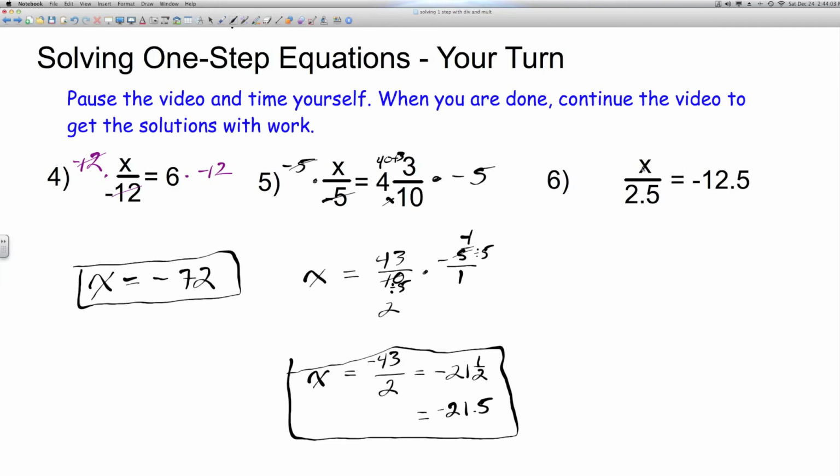In problem number 6, we have x divided by 2.5 is equal to negative 12.5. To solve this problem, since on the left-hand side we have x divided by 2.5, we'll multiply each side by 2.5. On the left-hand side, the 2.5s do cancel out, leaving us with 1x. And on the right-hand side, we have to do the arithmetic. 12.5 times 2.5. A negative times a positive is a negative. And I'll set this multiplication up by putting the 2.5 under the 12.5.